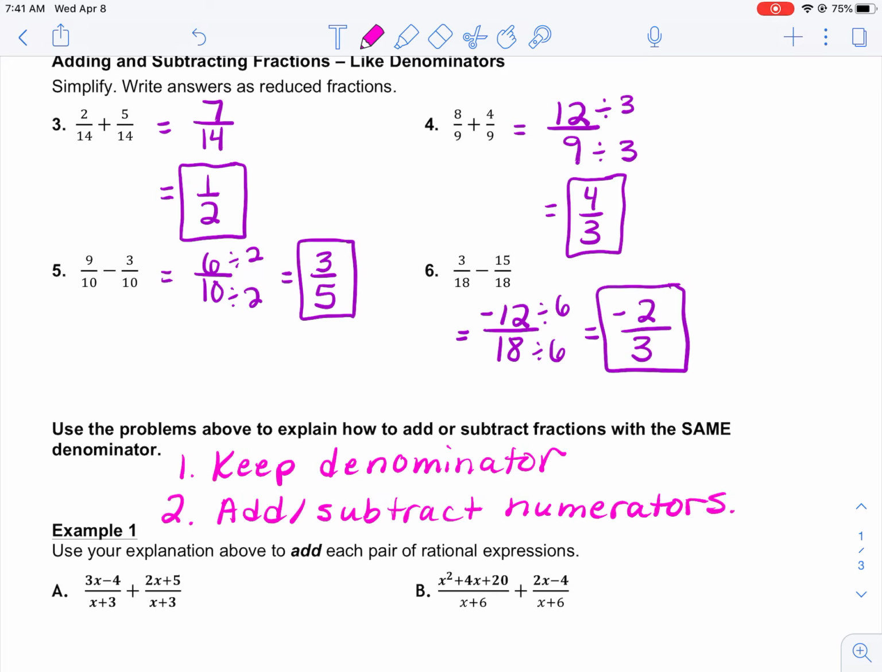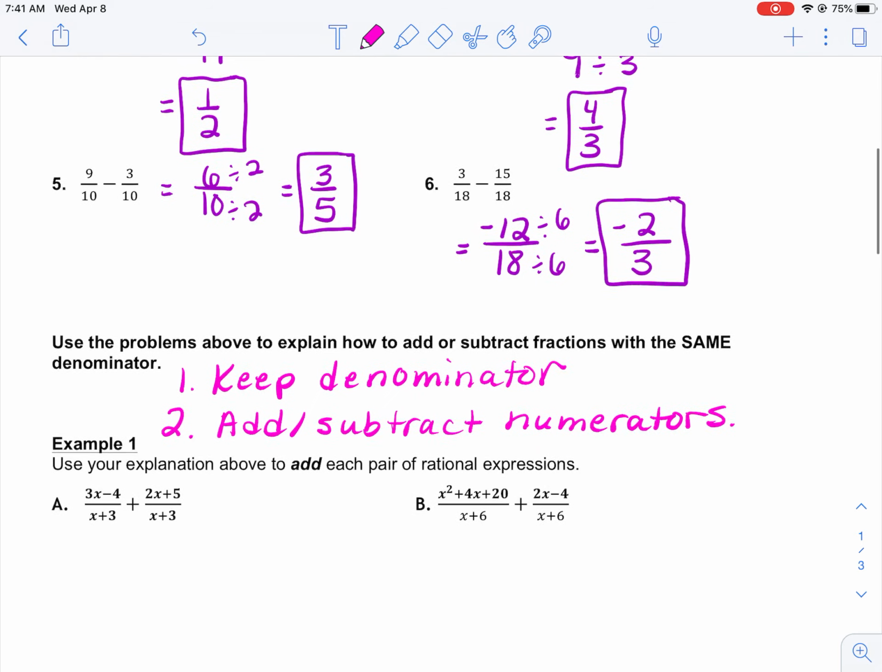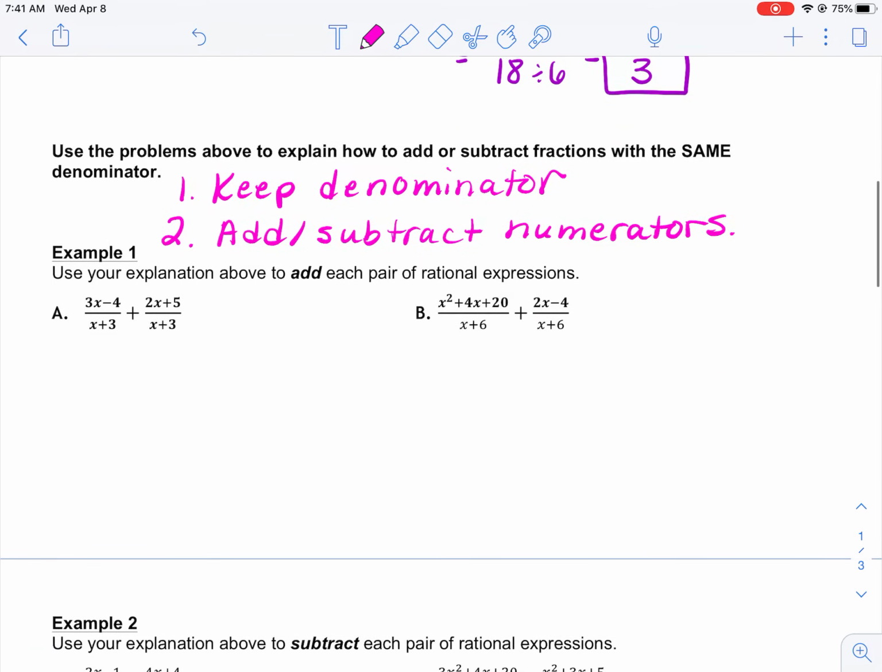Okay, I always like to think of a pizza when I talk about fractions. If a pizza has 12 pieces and I eat 2 of them and my husband eats 4 of them, how much pizza did we eat? Well, 2 12ths plus 4 12ths would be 6 12ths. So the bottom number stays the same. The number of pieces that we started with does not change.